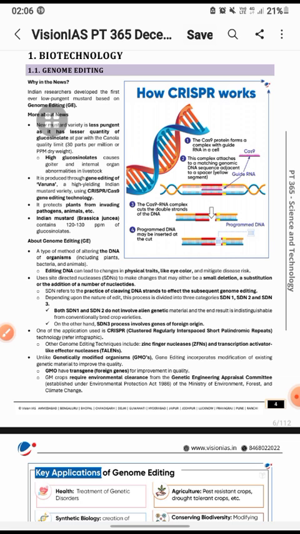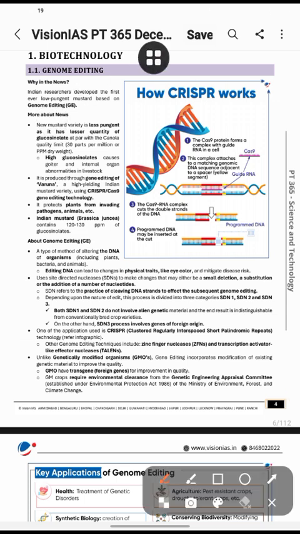Hello, and today we are going to start with genome editing. Genome editing was developed first with the low pungent mustard.